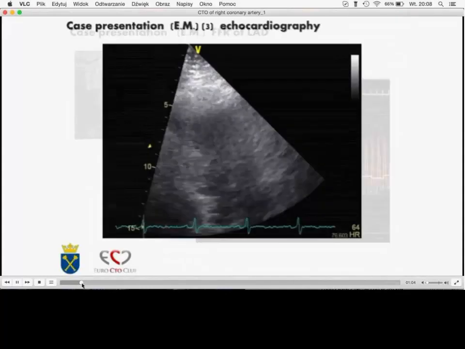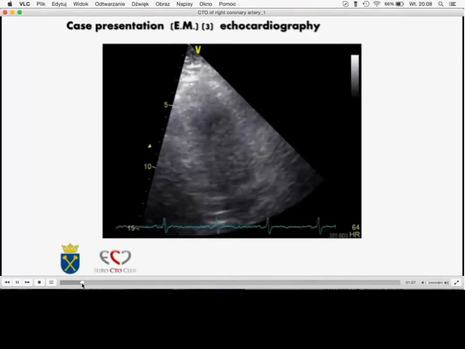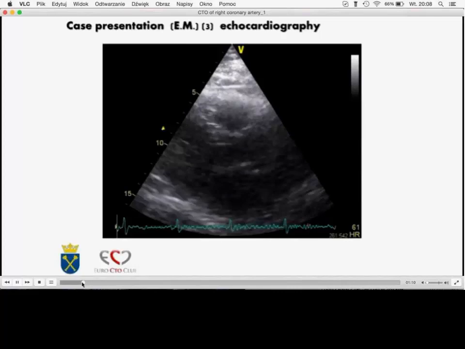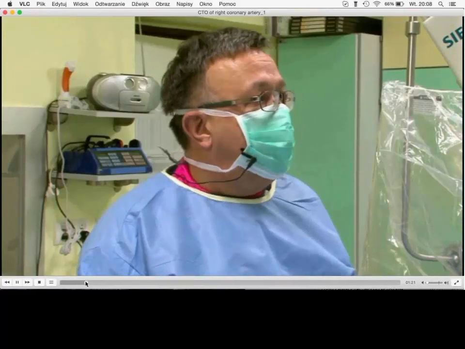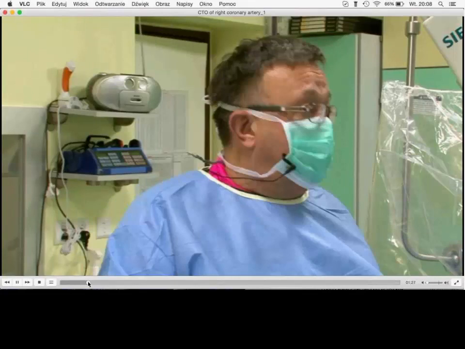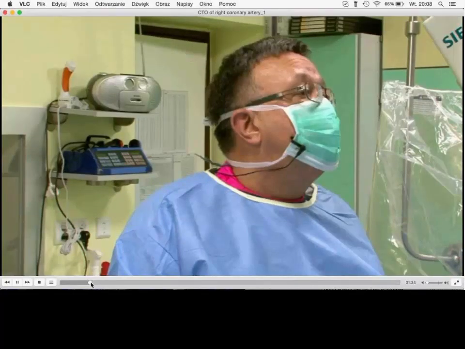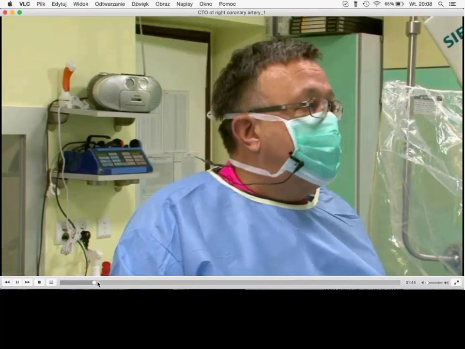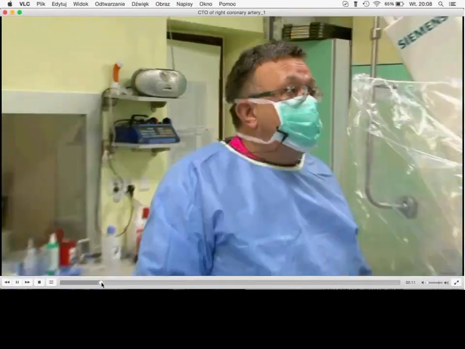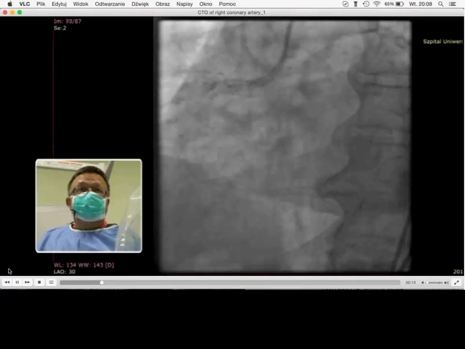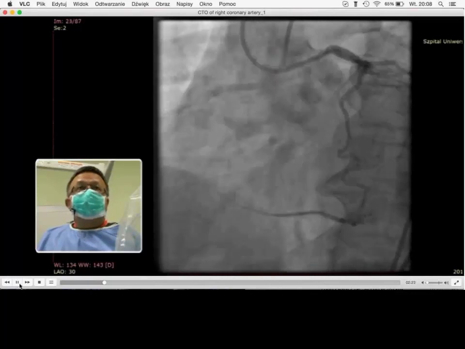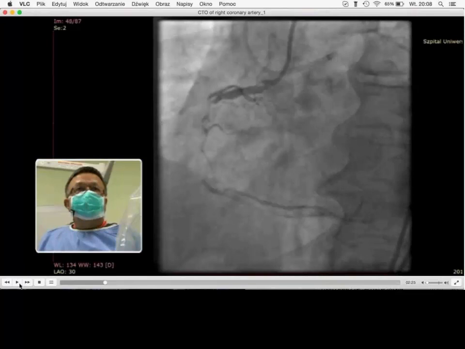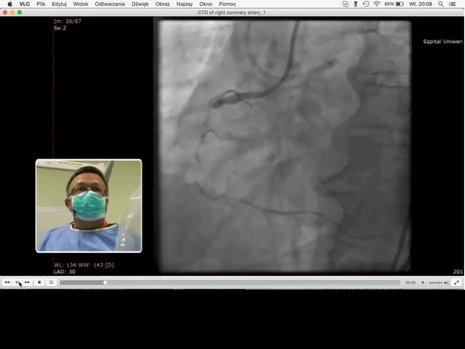This is the echo. Echo was okay, but the patient was a little obese, so the visibility was not so high. And of course, we started the procedure with two long sheaths, and we injected contrast simultaneously into both coronary arteries. This is the injection. You can see a long occlusion of the right coronary artery, starting from the proximal part, and the end is up to the crux. It looks like a very long occlusion.